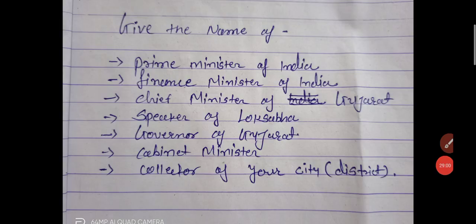Here are the questions. Give the names of the Prime Minister of India, Finance Minister of India, Chief Minister of Gujarat, Speaker of Lok Sabha, Governor of Gujarat, Cabinet Minister, and Collector of your respective city or district. All these are posts. You have to give the current names, not the past. Okay? It is general knowledge which is required for you. So today your homework is only 7 questions.